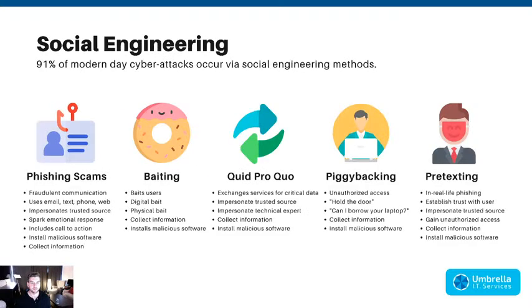So we'll move on to the next slide here. I'm going to be trying to make this very quick today. So as I mentioned earlier, social engineering is the way that 91% of modern cyber attacks occur. So it's really important that we're able to identify these 5 different types here, and we're going to go through them very briefly before I show you some examples of what those look like, and then we'll show you how to protect yourself from these.